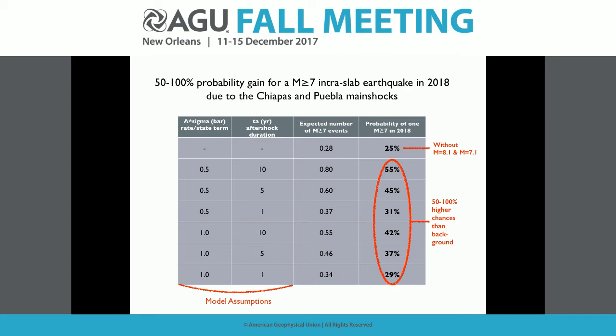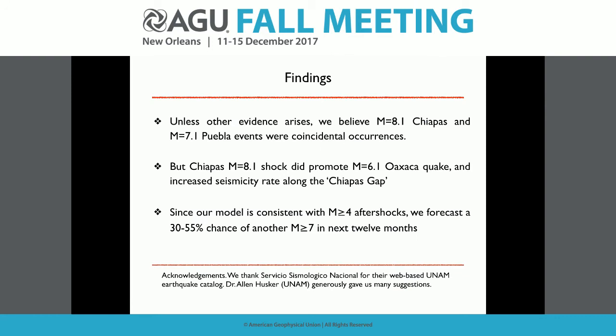So let me summarize my talk by saying that even though the Chiapas and Puebla sequences could have been an accident, we could say another large earthquake would occur with a chance of 30 to 55% in the next year. Thank you very much. Questions?